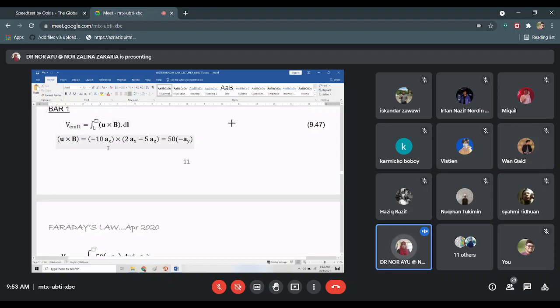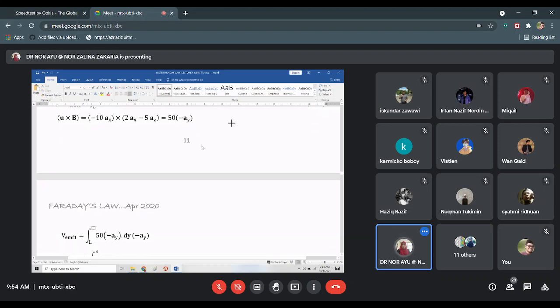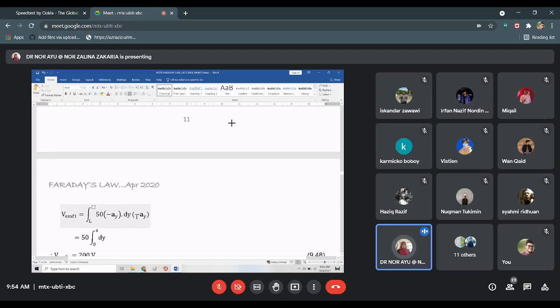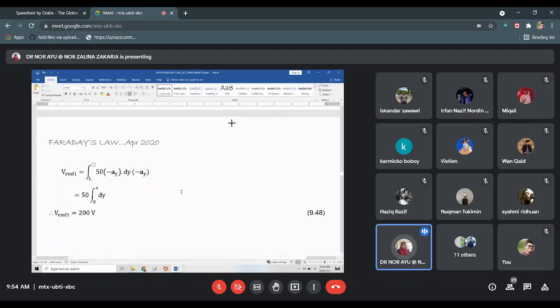Okay, so because your cross product direction is negative AY, so dy dekat sini AY to the directions of AY, so your DL must be DY negative AY. Okay, DY negative AY. So that is the rules. So that's why dia dekat sini DY negative AY. Okay. Then the third rule is that for the limits. Okay, kalau limit untuk cross product and your DL is negative AY directions, your limit must be positive direction. So that's why dia start daripada 0 until 4.